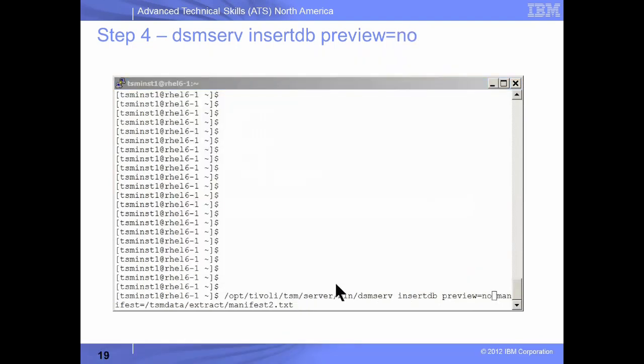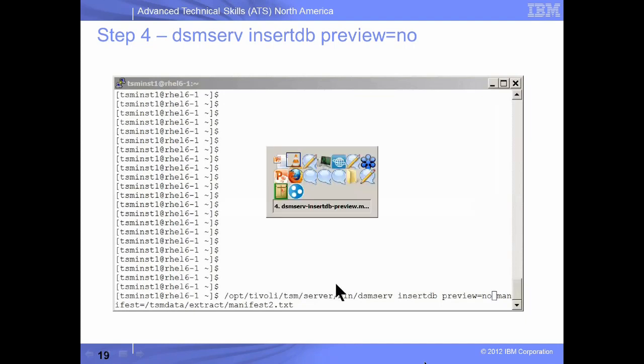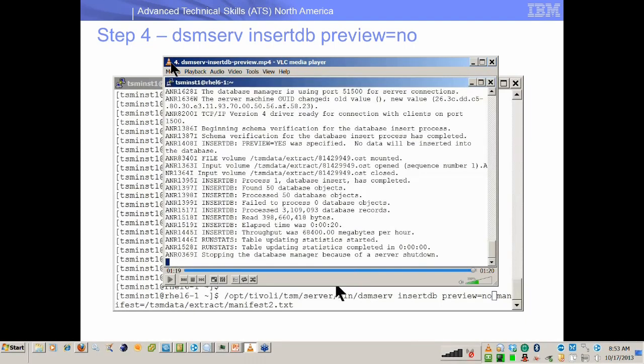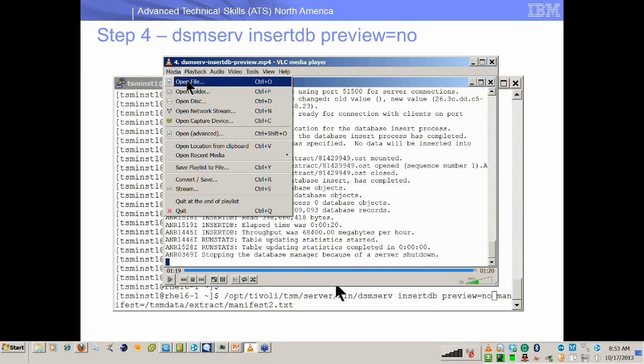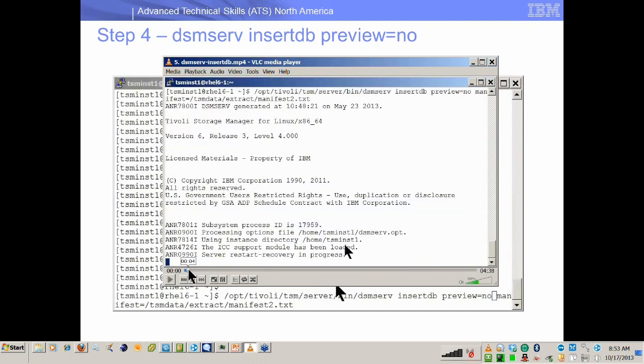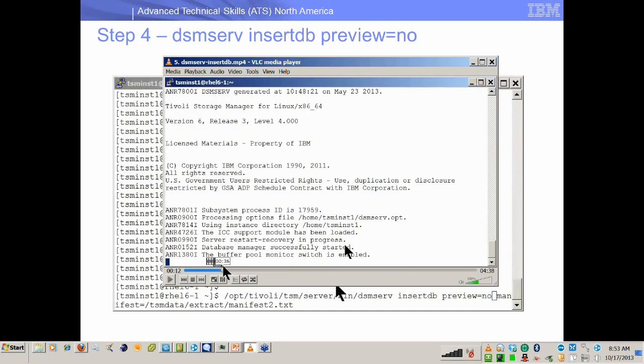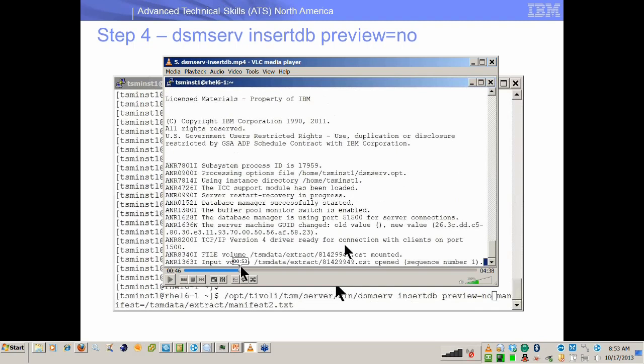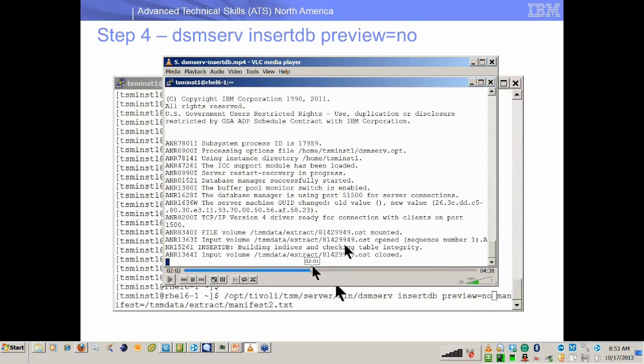And there's really no difference between this step and the previous step, except we're specifying preview equals no. So again, we're going to fire this up. You can see that in this case, the file is opened. It's going to start building the indexes and doing the table integrity checks. When it's done reading all of those volumes, it's going to close everything out.